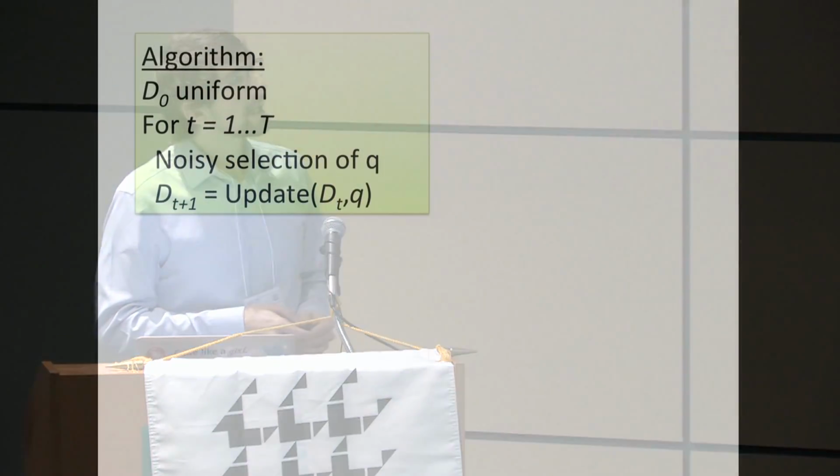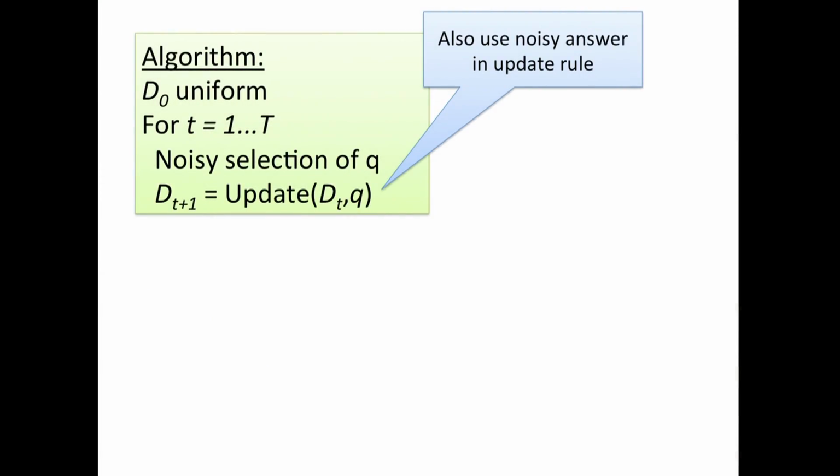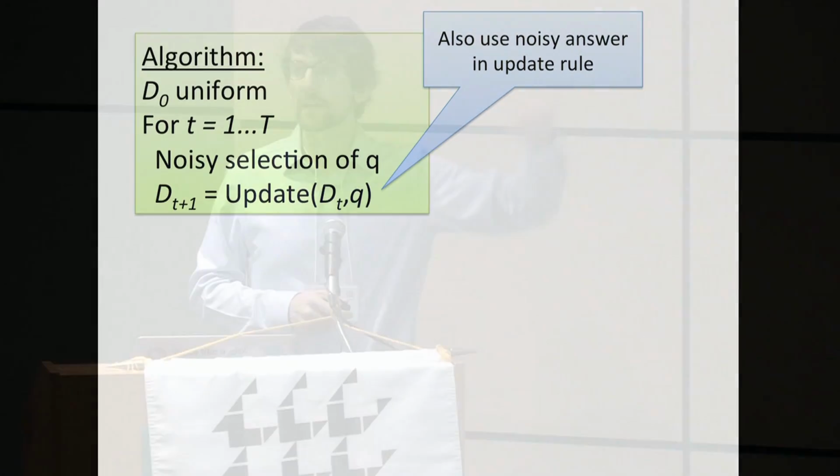So again, let's look at this algorithm. We now do the noisy query selection instead of the deterministic query selection. Also, one thing that should be clear is that in the update step, we use the noisy answer. So we compute the true answer and we also add noise to it. I'm skipping over this, but you will need this too to make the algorithm differentially private. But the main step was to implement the query selection using differential privacy.